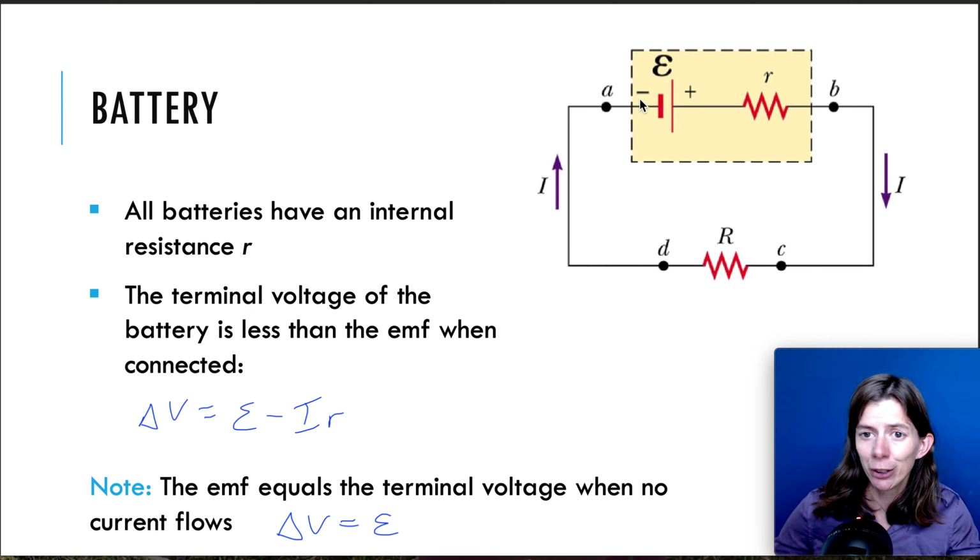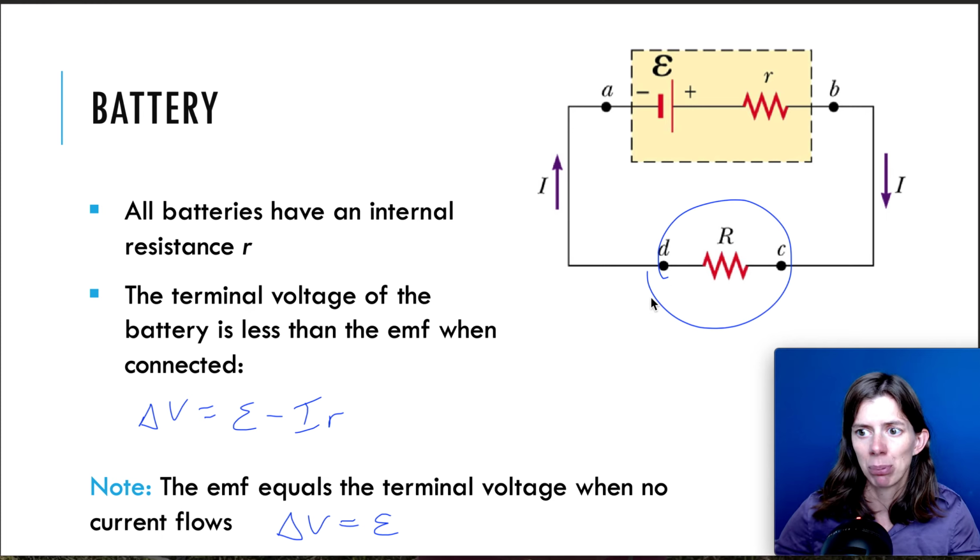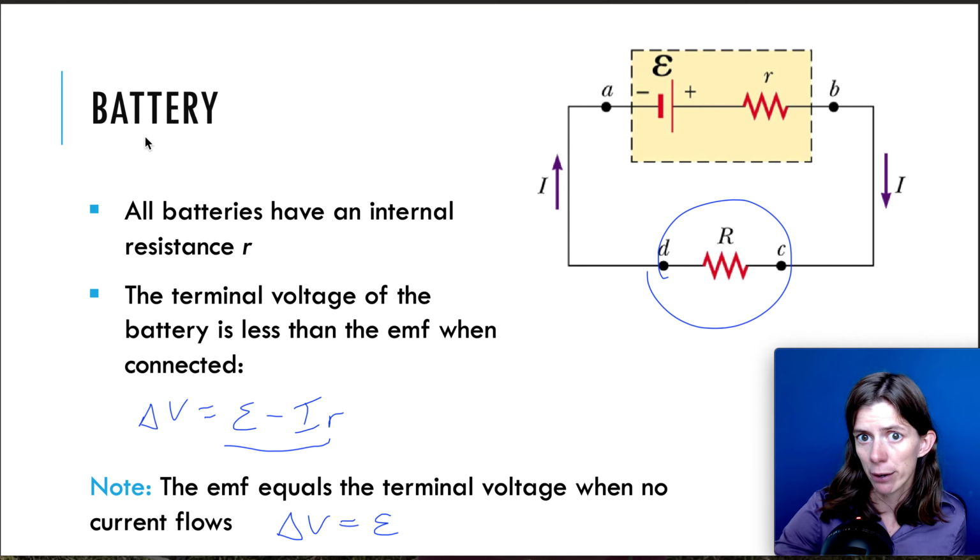But usually you're going to connect that battery to something else. So once the battery is connected, for example, to this big resistor R here, then the voltage that you get from the battery is not the full 9 volts anymore. It's going to be less. Using this equation, you can find out how much voltage you're actually going to get from the battery.